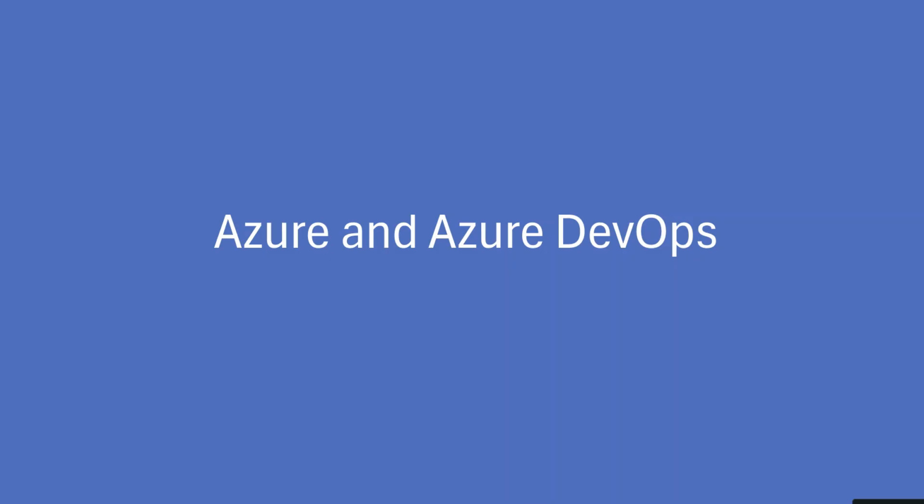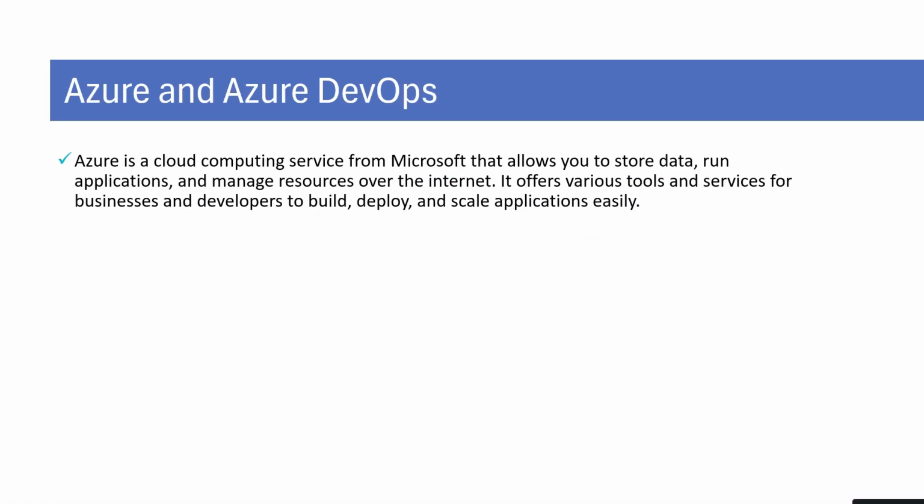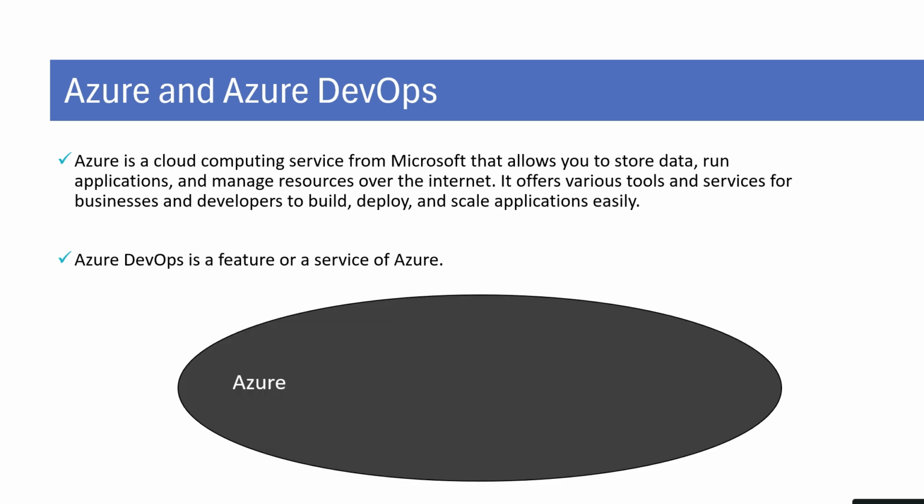Now let's clear up a common confusion between Azure and Azure DevOps. So Azure is a Microsoft cloud computing platform and it allows you to store data, run applications and manage resources over the internet. It offers various tools and services for businesses and developers to build, deploy, and scale applications easily. On the other hand, Azure DevOps is a service within Azure designed specifically to help team members with project management and DevOps workflows. Let's understand it with an example. So, if Azure is a playground, then Azure DevOps is a pitch. I hope you would be able to relate to it.